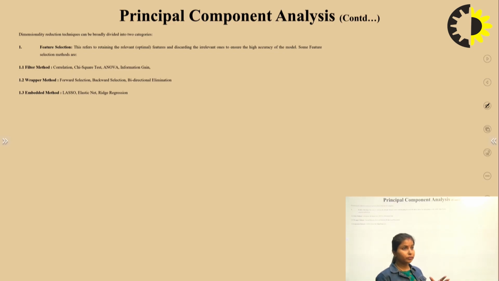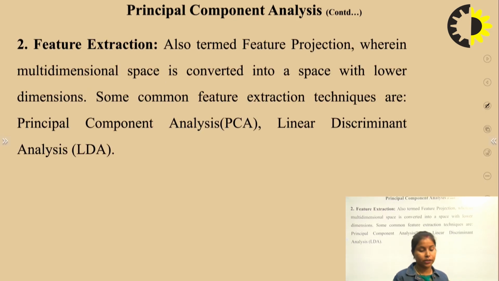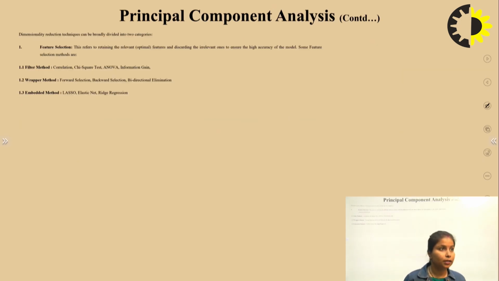Dimensionality reduction is divided into two categories: first is feature selection, and second is feature extraction. Feature selection refers to choosing the relevant features of the data and discarding the irrelevant ones to ensure high accuracy of the model. In feature selection, we follow some techniques like the filter method, wrapper method, and embedded method. In the filter method, we use correlation, chi-square test, ANOVA, and information gain. In the wrapper method, we use forward selection, backward selection, and bidirectional method. And in the embedded method we use Lasso regression, elastic net regression, and ridge regression.